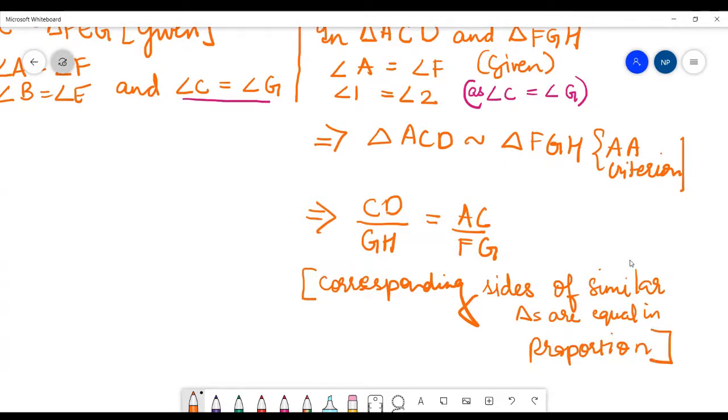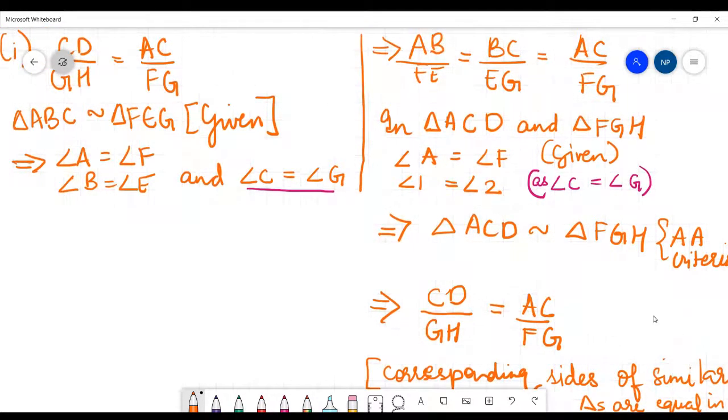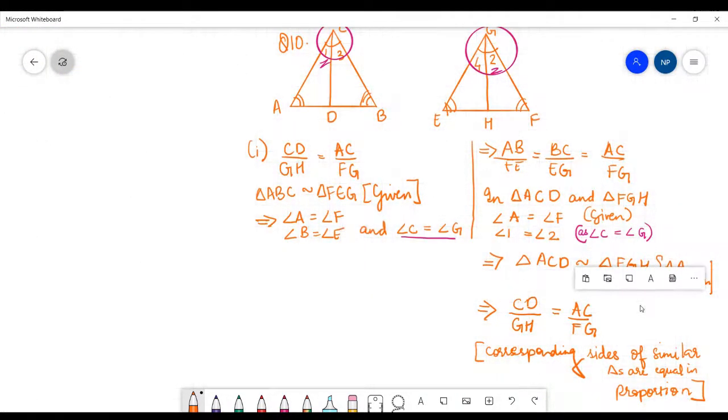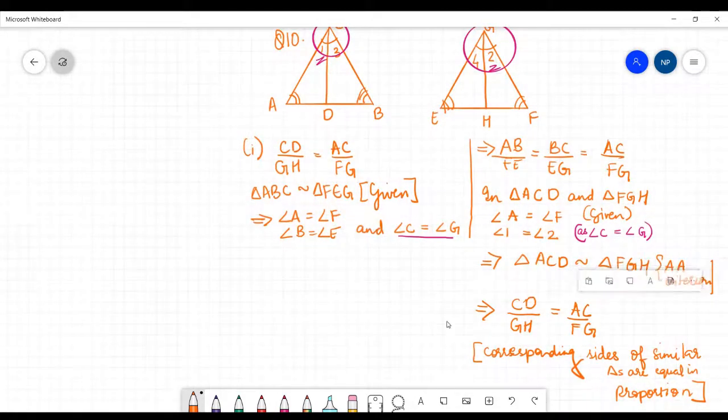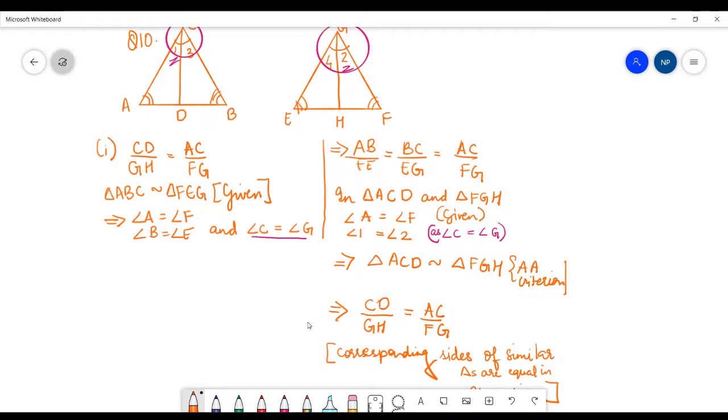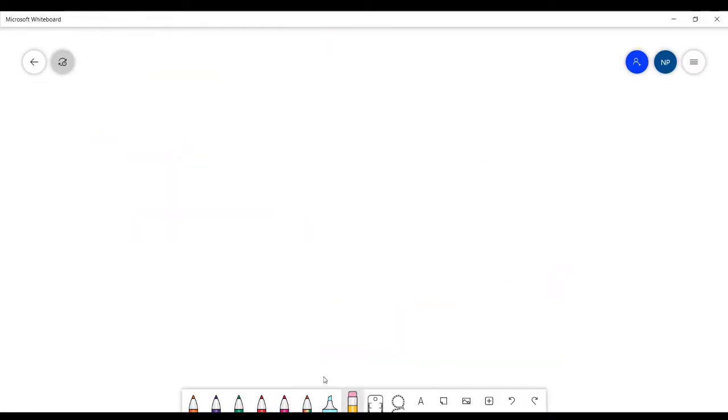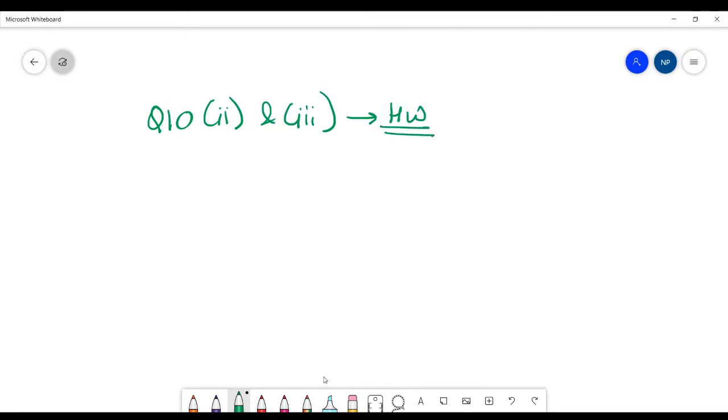So this completes your question number 10, the first part. Now children, question number 10, the second part and the third part is your homework. I hope you will be able to do it very nicely. With regard to the first part, you can use the proof of the first part in the second, and with the proof of the second part, you can use it in the third part.